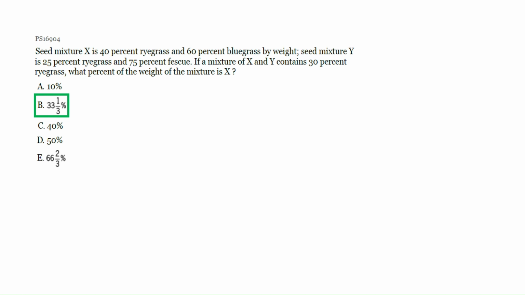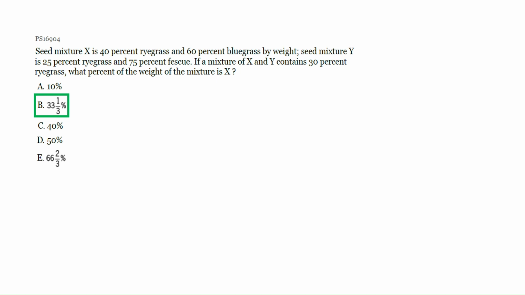Identifying what kind of situation this is will help us choose an efficient strategy. We're combining two seed mixtures X and Y, and we need to know the proportion of X in the final mixture. To help myself understand what's going on here, I'm going to imagine a couple of examples.